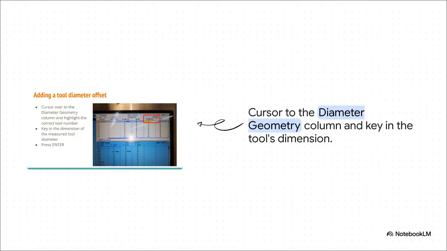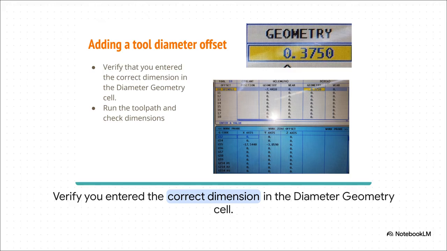You just go back to that same offset page, use the arrows to move over to the D column for the right tool, and just type in the diameter of your tool. So here, you can see someone's put in 0.3750 for a 3/8 end mill. Now, once you hit enter, you have one more job to do. I mean it. Always, always, always double check that the number on the screen matches the tool in your hand. Do not press cycle start until you have verified it.